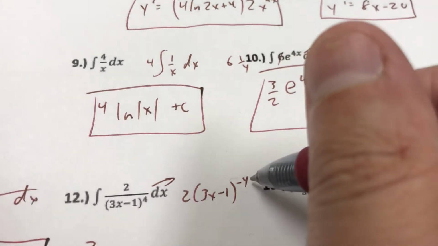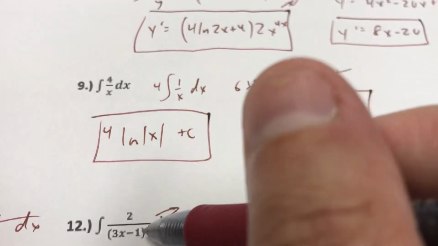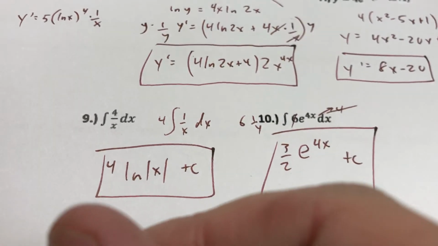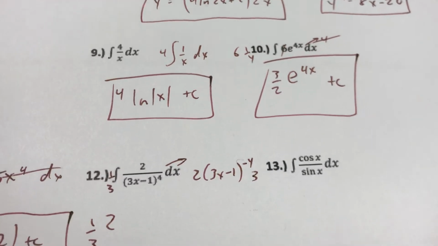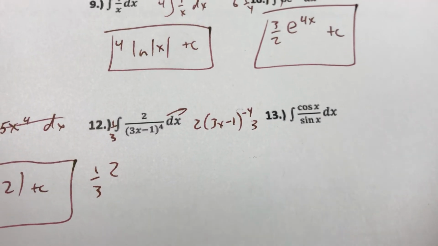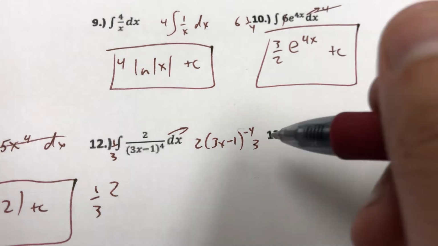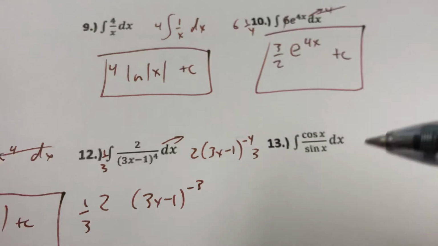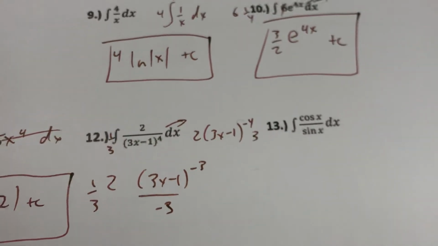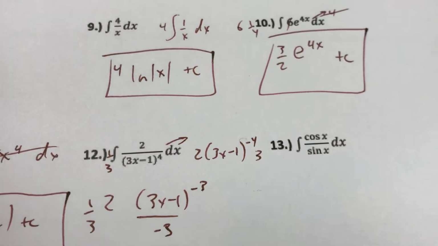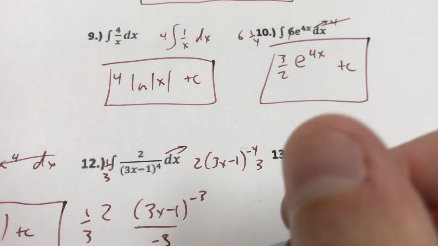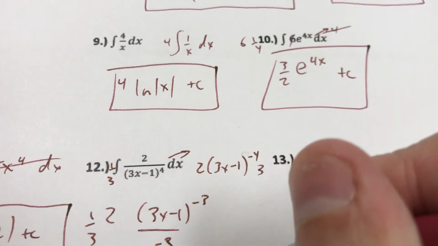You're going to raise the power by 1. And remember, the derivative of the inside function is 3. You need a 3. You're going to have to balance that with a 1/3. Okay, so we're going to have a 2 out in front. We're going to have a 1/3 out in front. Now you're going to raise the power by 1 to negative 3. Divide by that new power. Okay, and I think we have everything there now. I believe that's going to be negative 2/9 times 3x minus 1 raised to negative 3 plus c.